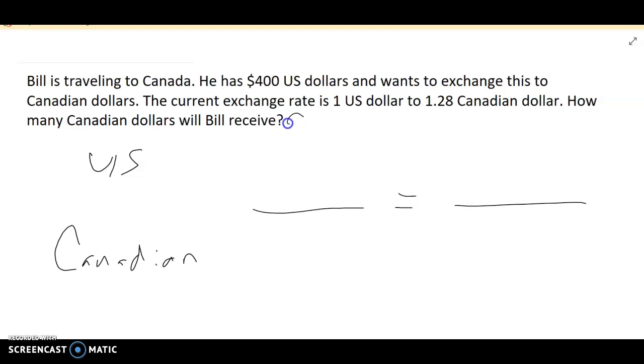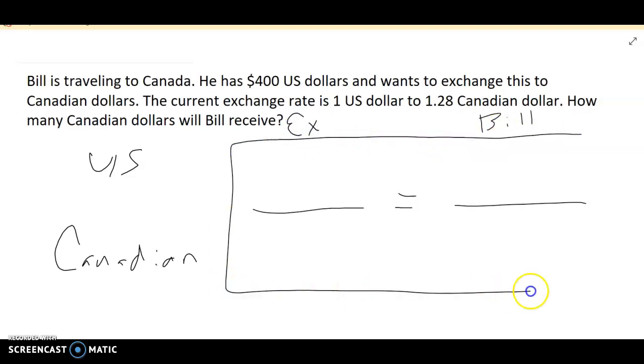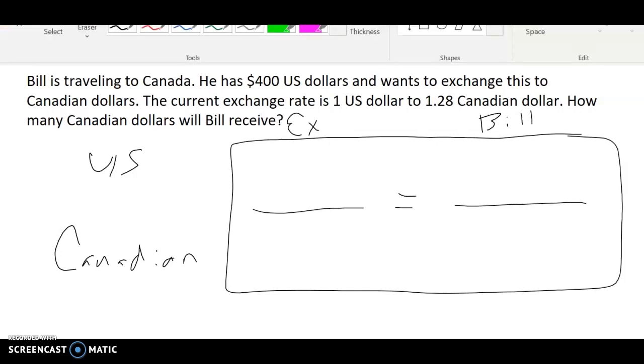Now we're also comparing the exchange rate against Bill, right? So I like to think like this is my information here. I can set it up inside this box. So the left ratio is the exchange rate. The right ratio is all about Bill. If you're having trouble setting up proportions from application type problems, write this stuff out. It'll give you positioning. So we know when we're talking about the exchange rate, $1 US to 1.28 Canadian.